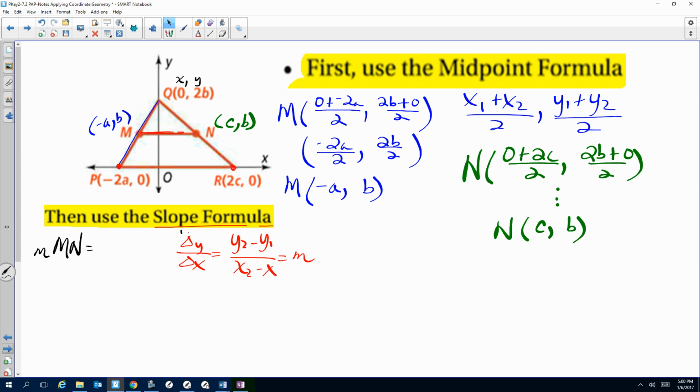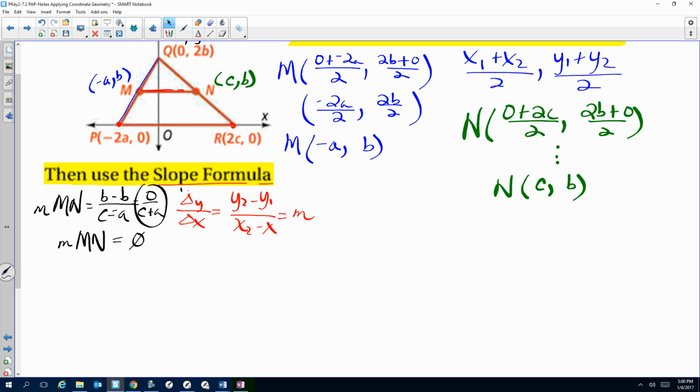So the change in the y values would be b minus b, and the change in the x values would be c minus the negative a. Well, b minus b is 0. The denominator ends up being c plus a. But we should know that when we take 0 and divide it by anything, we should always end up with 0. So the slope of MN equals 0. Now we're going to check the slope of PR. We need to show that they have the same value to show the same slope.